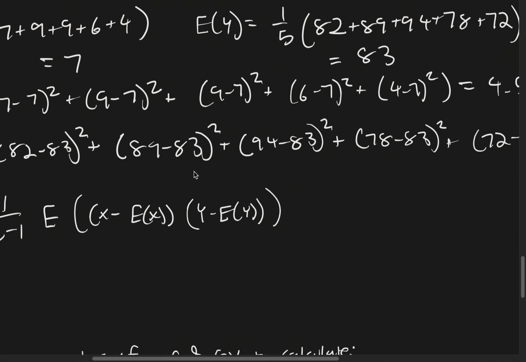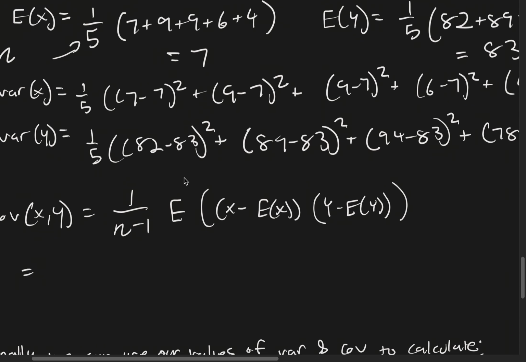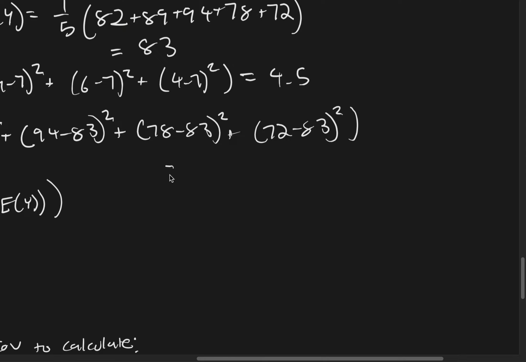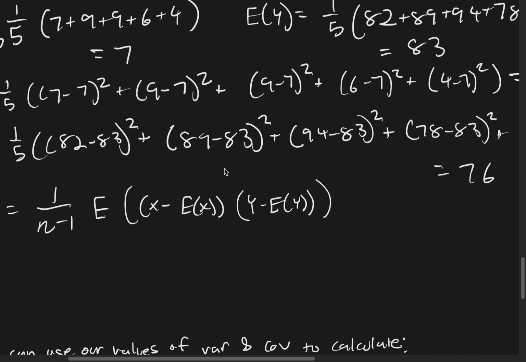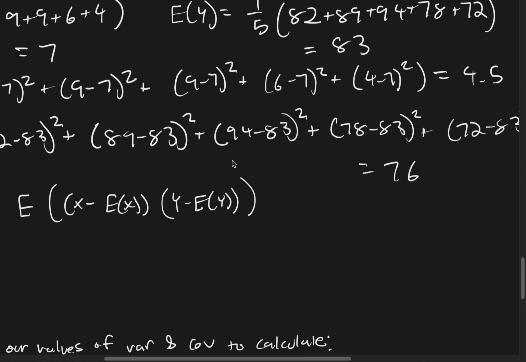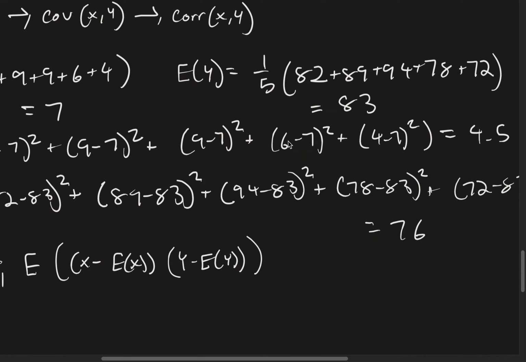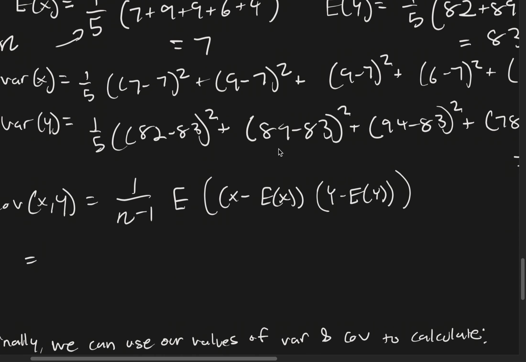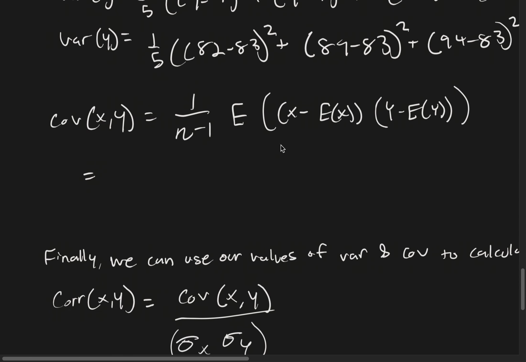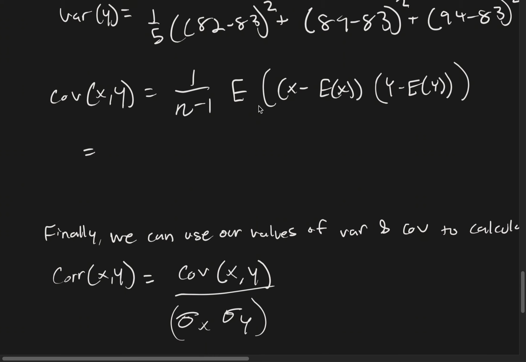Okay, so doing all that, assuming no mistakes, we get the variance of 76. So actually pretty similar, a little lower, but pretty similar to the expectation once again. All right, so now the covariance.